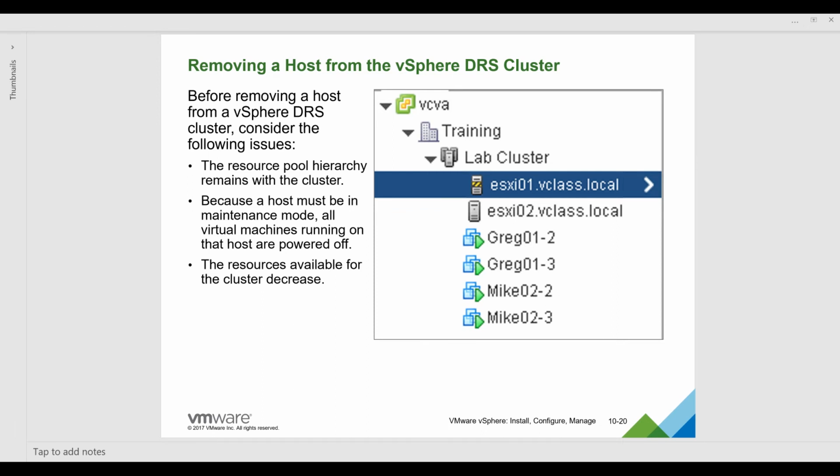Before you remove a host from the DRS cluster, you need to consider that you need the resource pool hierarchy to remain in the cluster. The host will need to be in maintenance mode, so all the virtual machines must be powered off. You may have to do it manually, depending on the machines. And the resources available for the cluster will decrease.